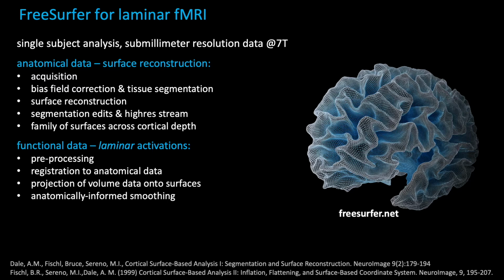And then we're going to switch to the functional data processing to measure these laminar activations. I'm going to very quickly talk a little bit about the pre-processing of the data. I think a lot has been said about it already. I'm going to talk more about the registration of functional data to anatomical data, and then projection of volume data onto the surfaces. So basically projection of the fMRI data, but also derived z-statistic maps and such, anything that has been calculated in the fMRI volume data.